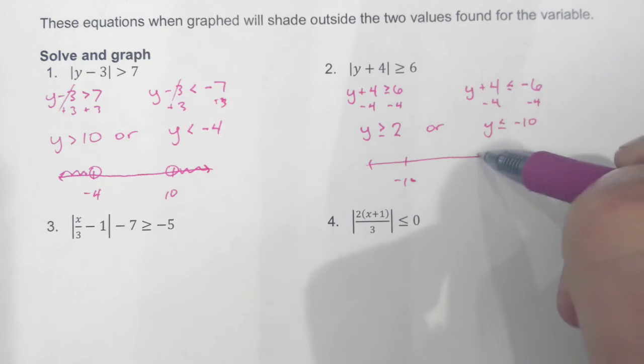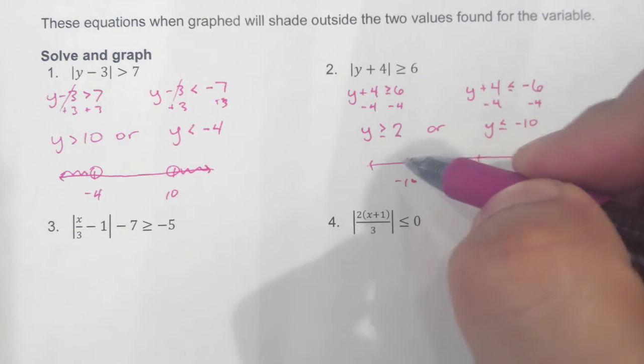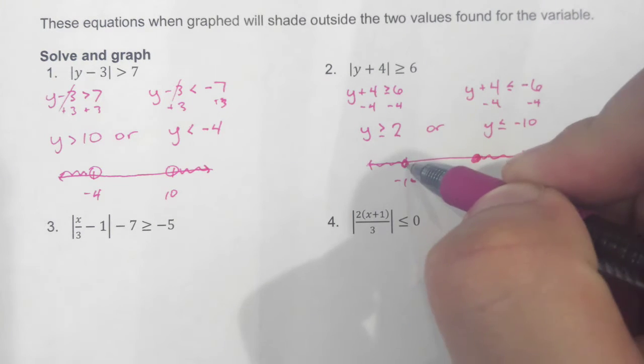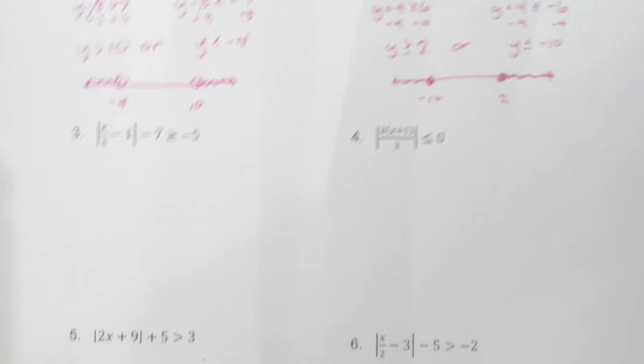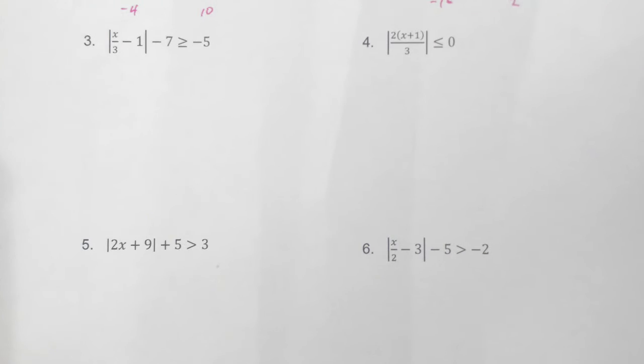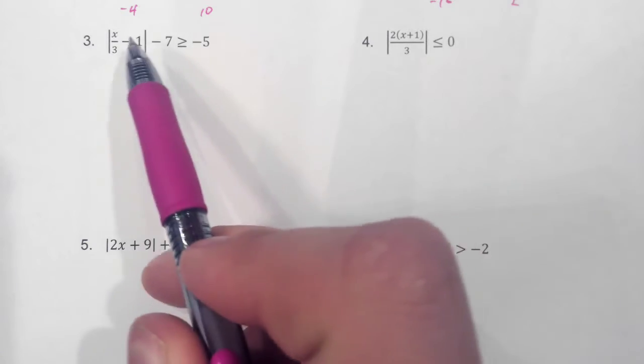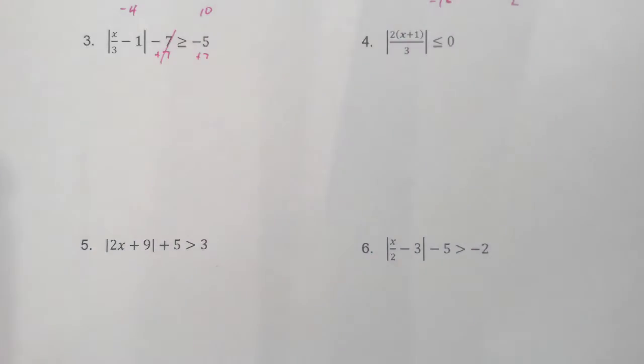Negative 10 would be on the left, 2 would be on the right. This time we have closed circles and shade outside. Simple stuff. All right, number 3. Notice the absolute value is not isolated, so before we can write our two inequalities, we must add 7 first.